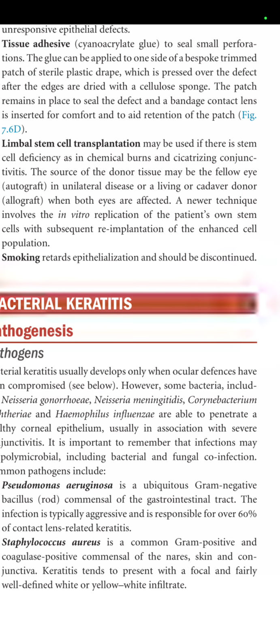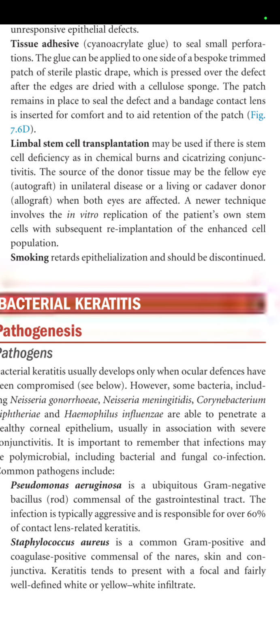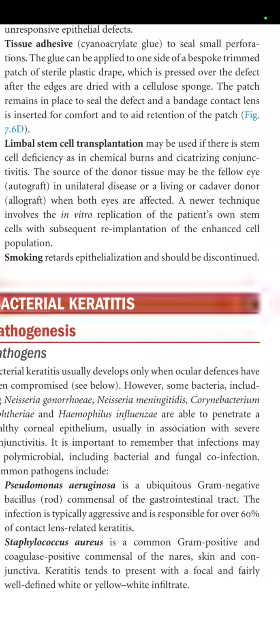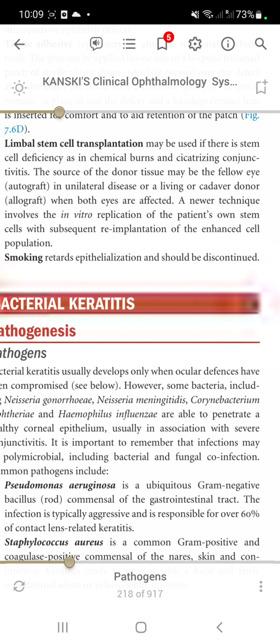Keratitis tends to present with focal and fairly well defined white or yellow-white infiltrates. So basically the keratitis presents with fairly focal infiltrates in the cornea.